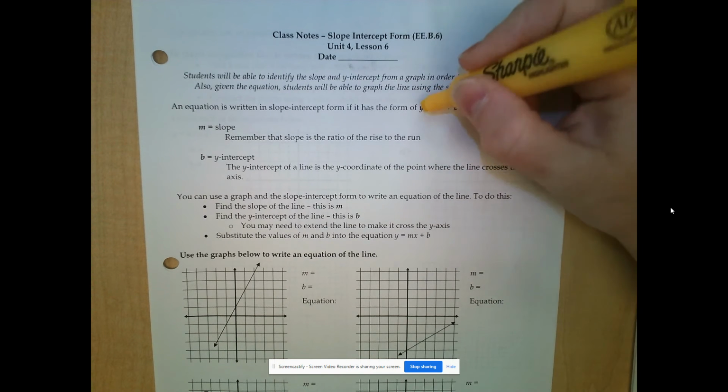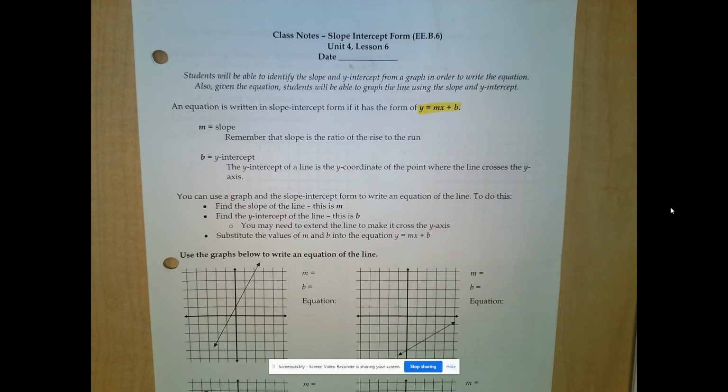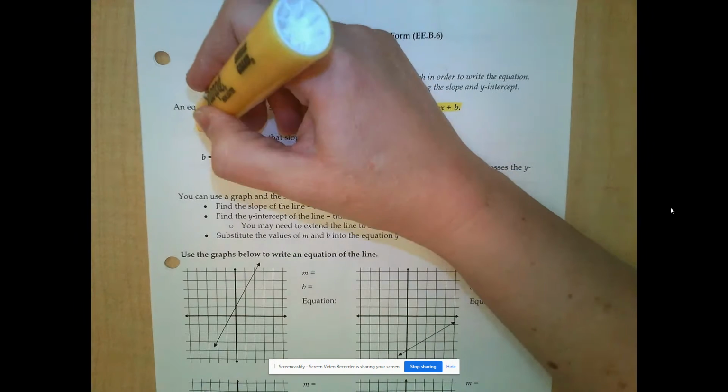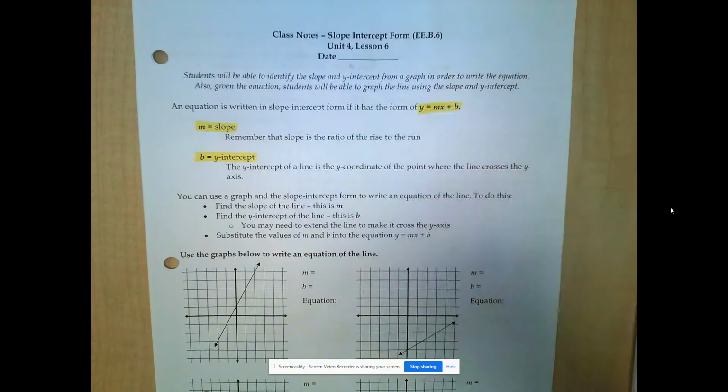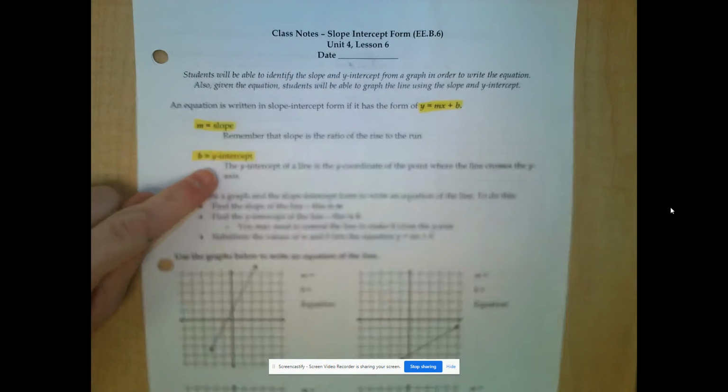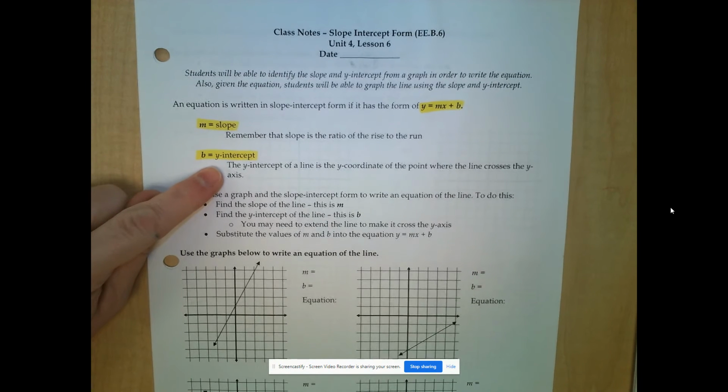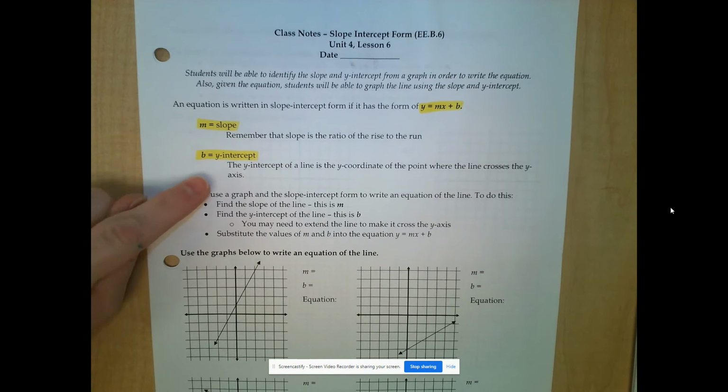and that is going to be something you're going to hear for several years to come. m equals the slope. Remember that slope has to be the ratio of rise to run, and b equals the y-intercept. Now, we haven't said that before. The y-intercept of a line is the y-coordinate of the point where the line crosses the y-axis. You're going to hear a lot of that one.